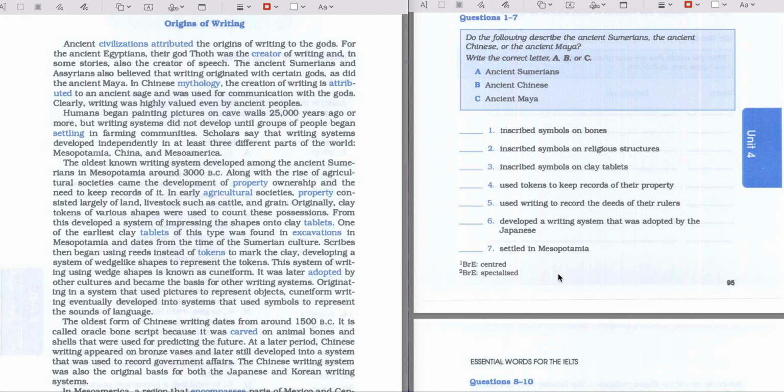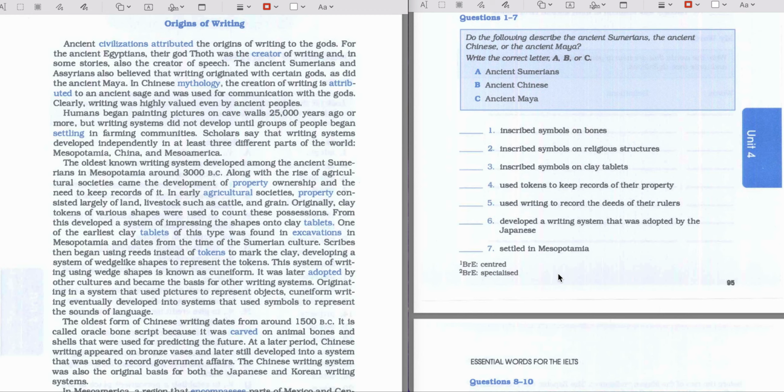Hello, today I would like to proceed with Barron's Essential Words for the IELTS, and this is Unit 4, Text 1. On the left-hand side we have a text, and on the right-hand side we have questions related to this text. The text is called Origins of Writing. On the right-hand side we have questions from 1 to 7.